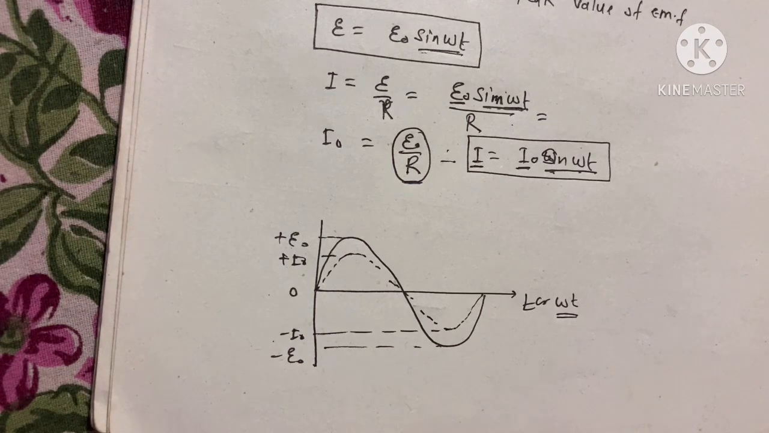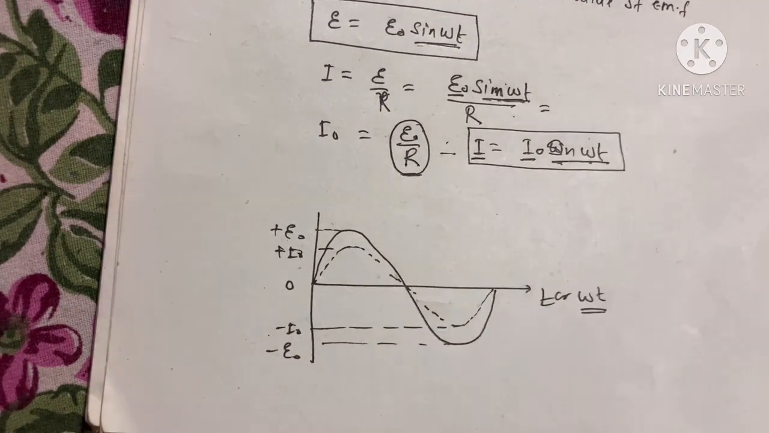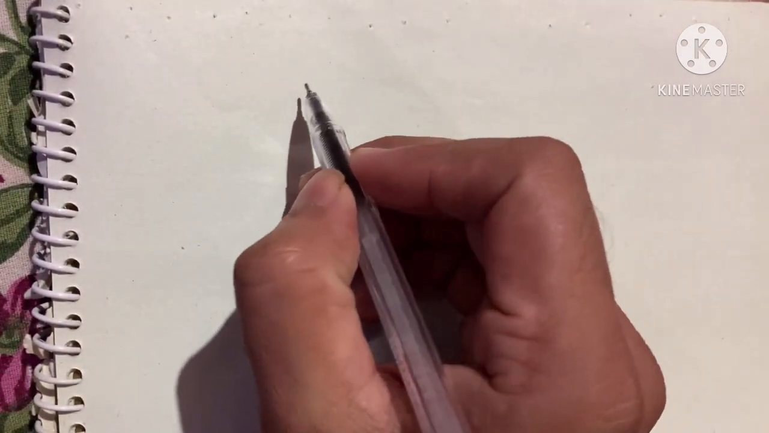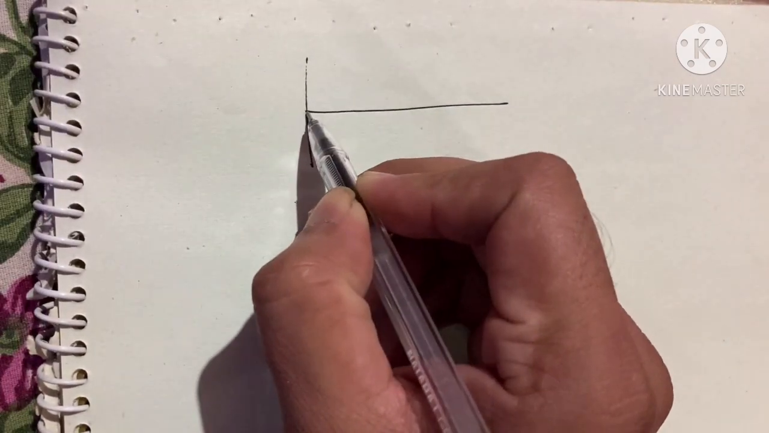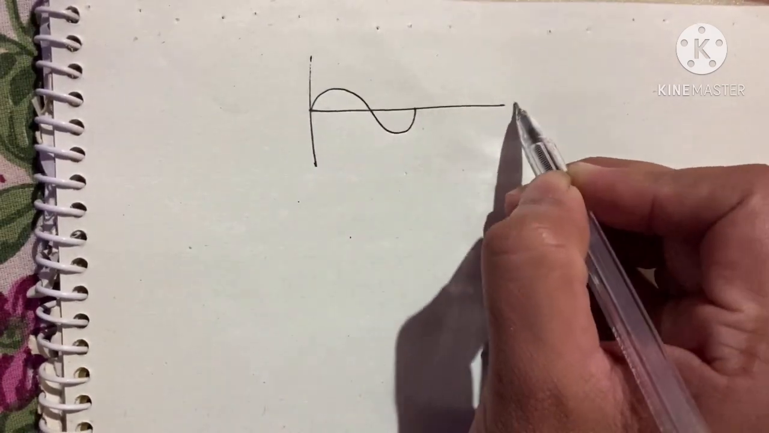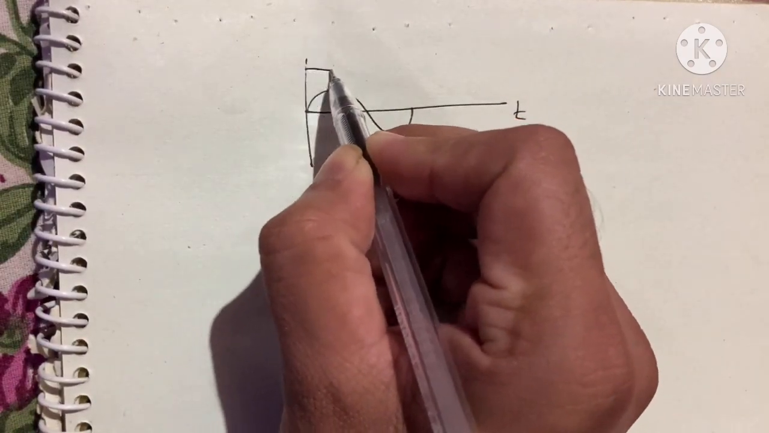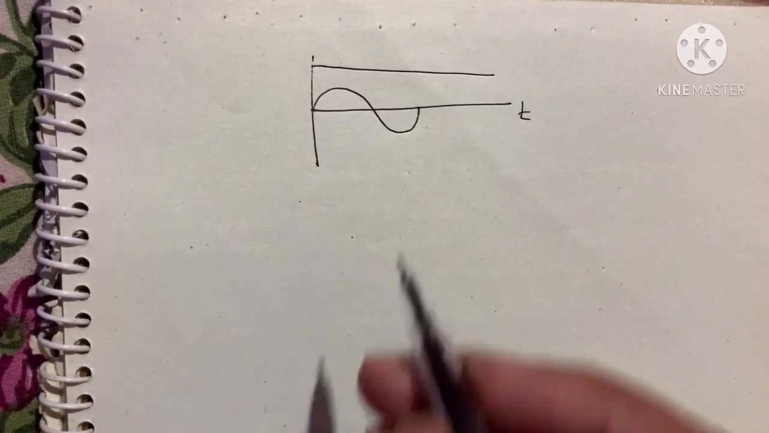This is basically how we started, the origin. Now let me go to the next page. Students, if I plot AC and DC both in one graph, AC is like this, and this is T here, and this is DC, a straight line.